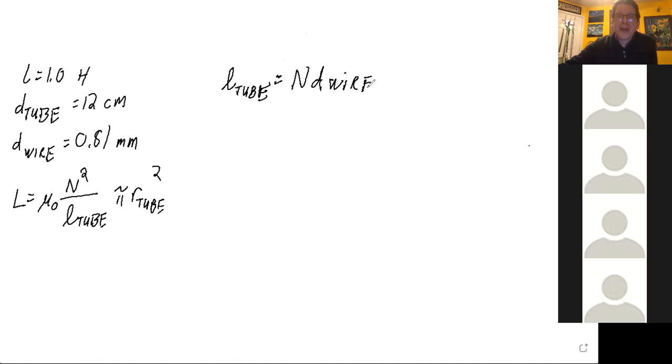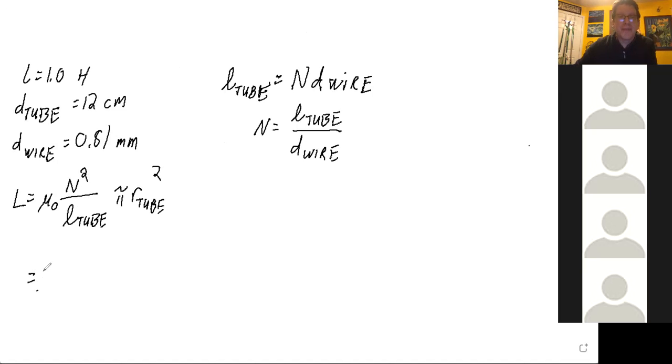And you can then solve this for N. N is equal to the length of the tube divided by the diameter of the wire. And now we can write this equation so we only have one unknown.